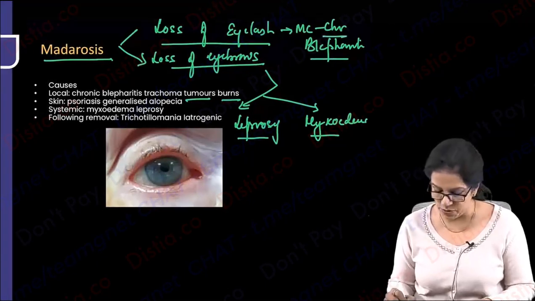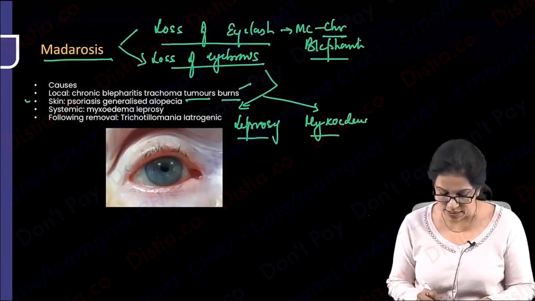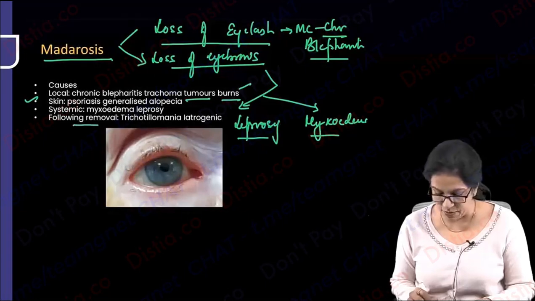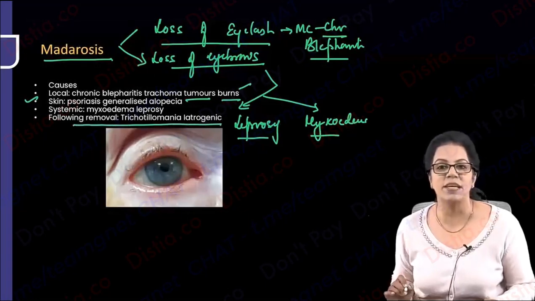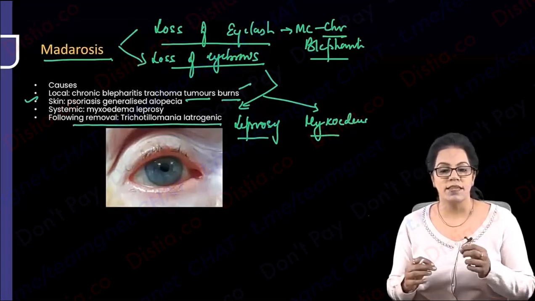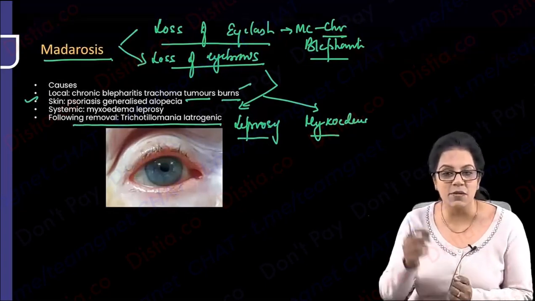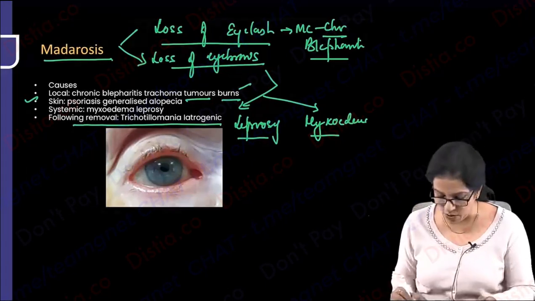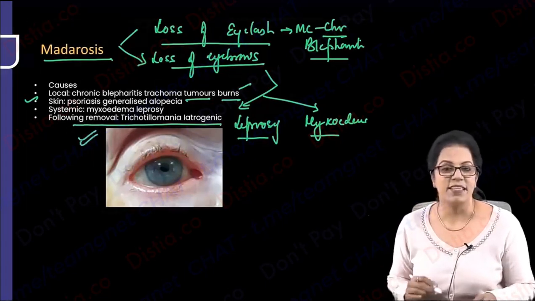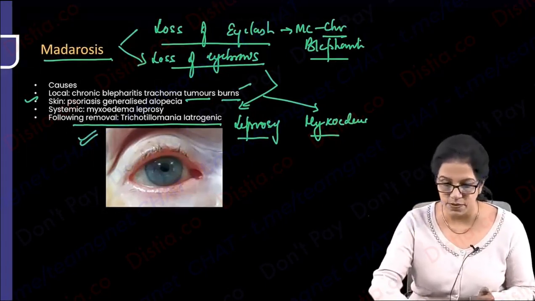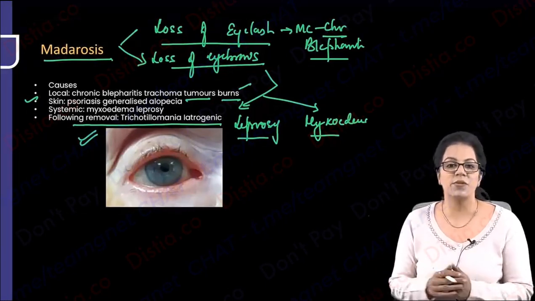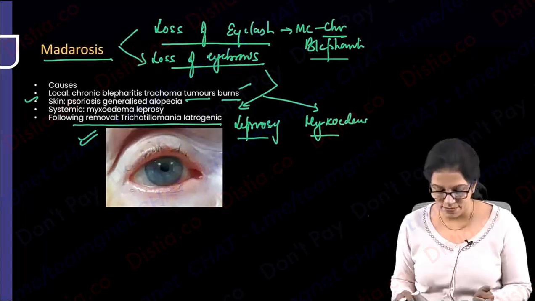Other causes could be tumor, burns, then some skin disease like psoriasis. One more point: what is trichotillomania? You all know it is mainly a psychological condition where the patient keeps pulling his eyelashes. That is called trichotillomania. That is also going to lead to your madarosis.